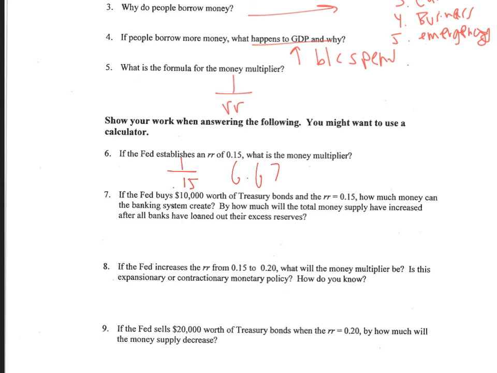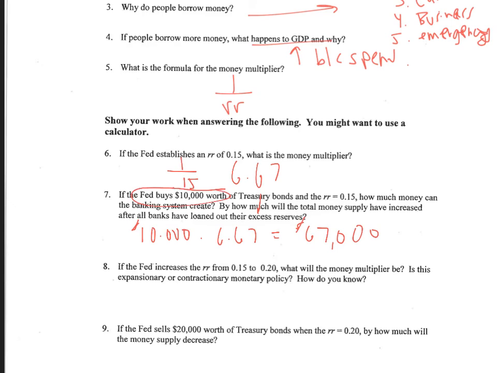If the Fed buys $10,000 worth of Treasury bonds and the reserve requirement is 0.15, how much money can the banking system create? How much will the total money supply have increased after all banks? So now this gets into two different concepts. So the Fed, this money exists, right? So $10,000 times the 6.67, because we just did that, means that the total money supply is going to be, I'm just going to round, at 67,000. So that's the total amount of money. Now, the answer to both of these questions is 67,000 because money at the Fed isn't money.